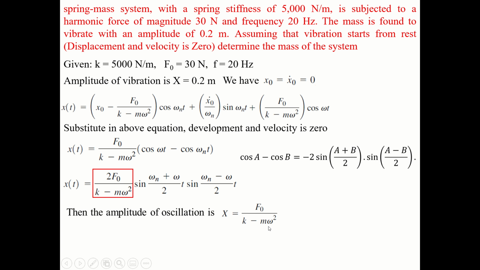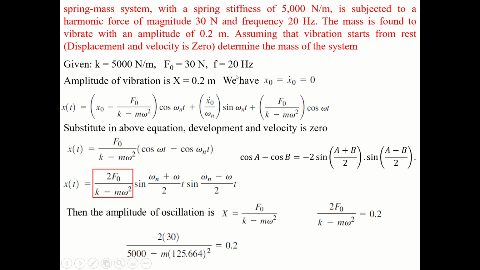Now, what is given? You have to put here 2f naught, so 2f naught is there. This is a peak amplitude, but we have 2f naught in the simplest form, so we have 2f naught divided by k minus m omega square. X is 0.2, that is given here: vibrating with amplitude of 0.2, that is the x. Now we know f naught. F naught is 30 Newton. Substitute in this equation. Next, f is 20 hertz.